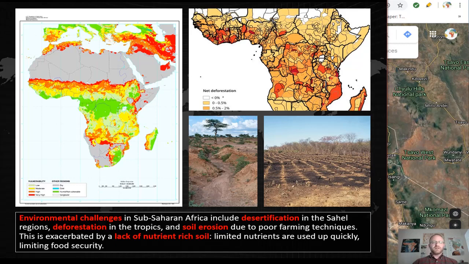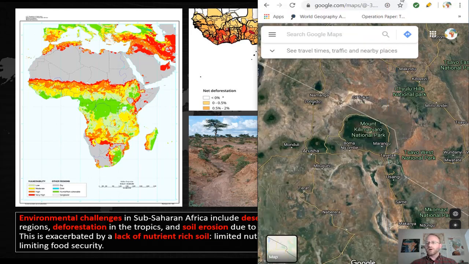Now, despite biodiversity and the beautiful environment in Africa, this region is currently going through some environmental challenges. Desertification is occurring at an alarming rate in the Sahel, which borders the savanna and the Sahara Desert. You can see this area in the dark red on this map to the left. The red represents areas with very high vulnerability for desertification. Now, locations with the highest vulnerability are often grasslands used for cattle grazing.